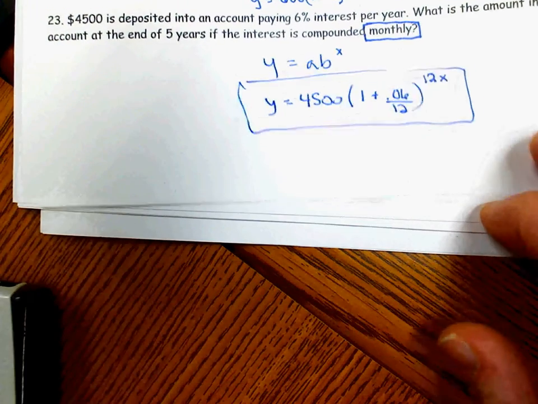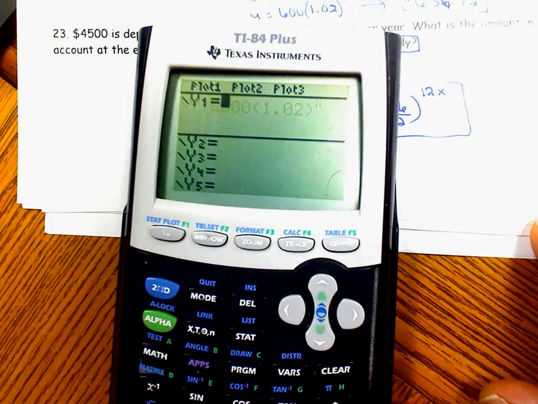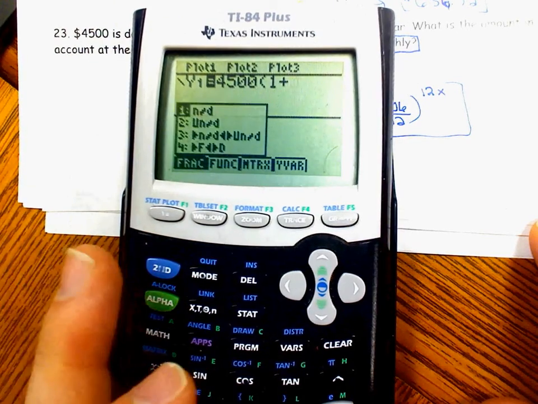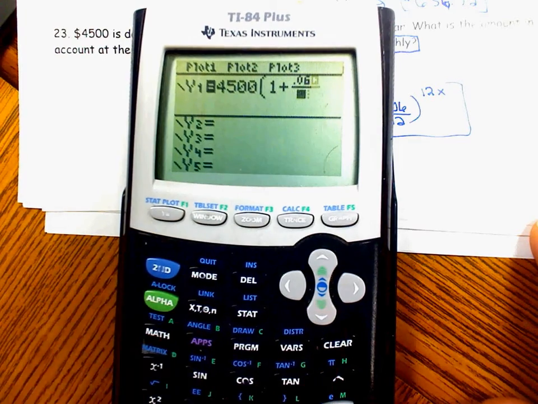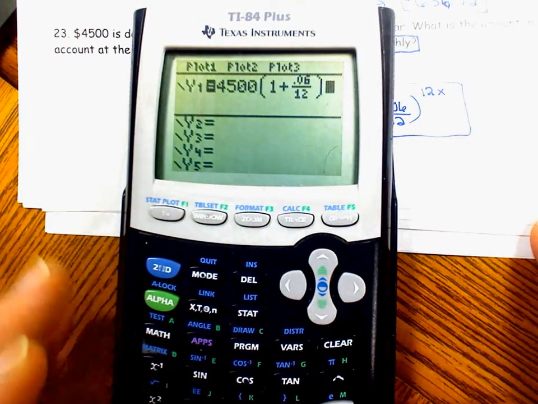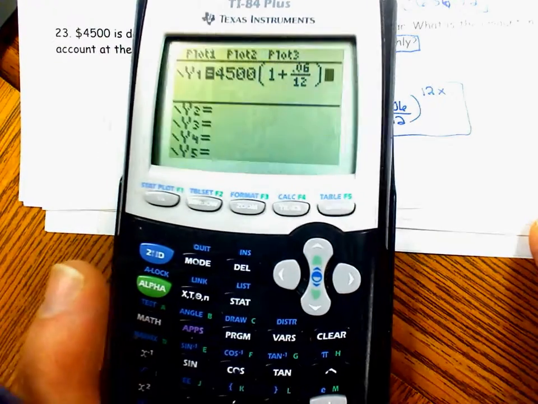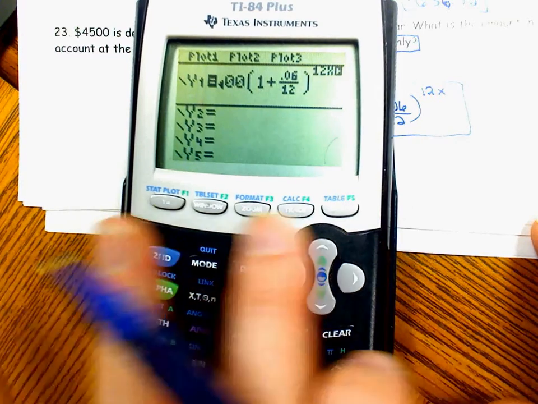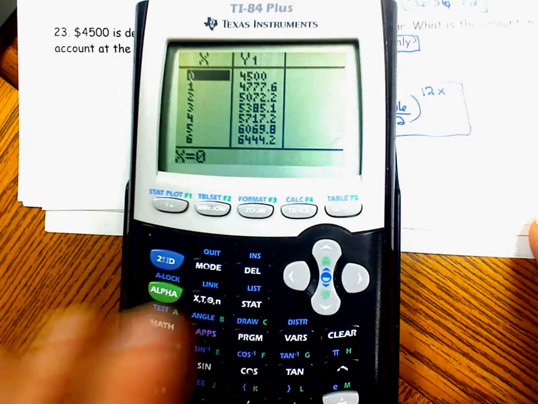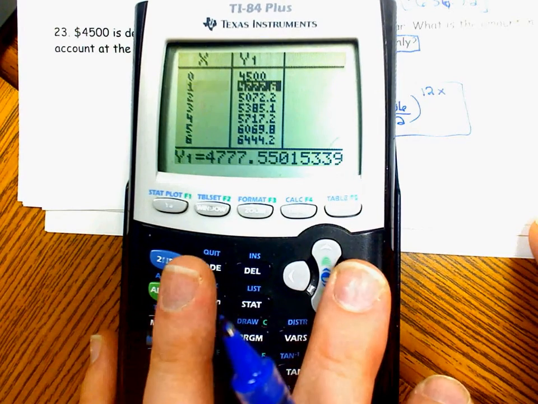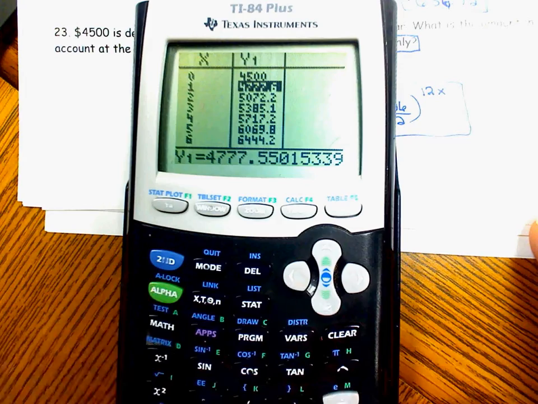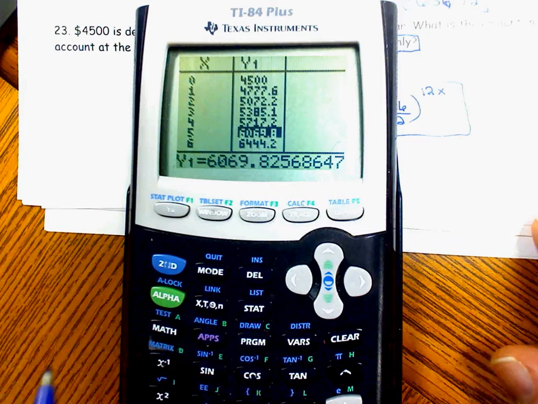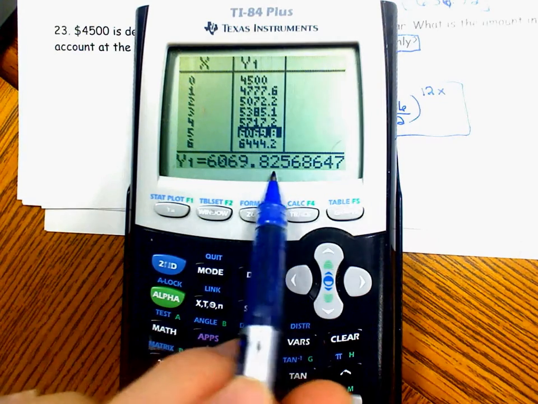So if we were to put that into the calculator, which is a little bit more work, 4,500 times 1 plus, I can use my alpha y equals feature to make it a little simpler to type in the calculator. So 4,500 times 1 plus 0.06 divided by 12 raised to the 12x power. So if I look at my table, I still started at 4,500. After 1 year, I would have $4,777.55. I'm looking for after 5 years. So after 5 years, I would have $6,069.83 if I rounded.